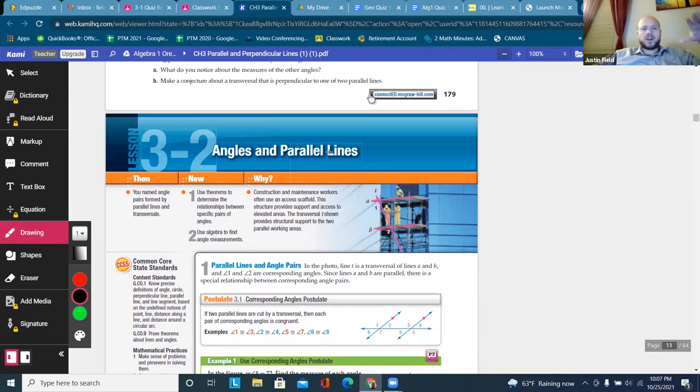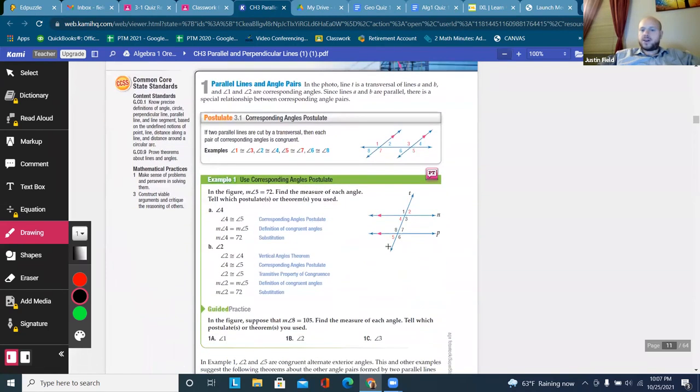So here we go, section 3.2. All right, this week we should have textbook organizers for 3.2 and 3.3. Okay, so let's look. We've got all our different postulates, the corresponding angle postulate.